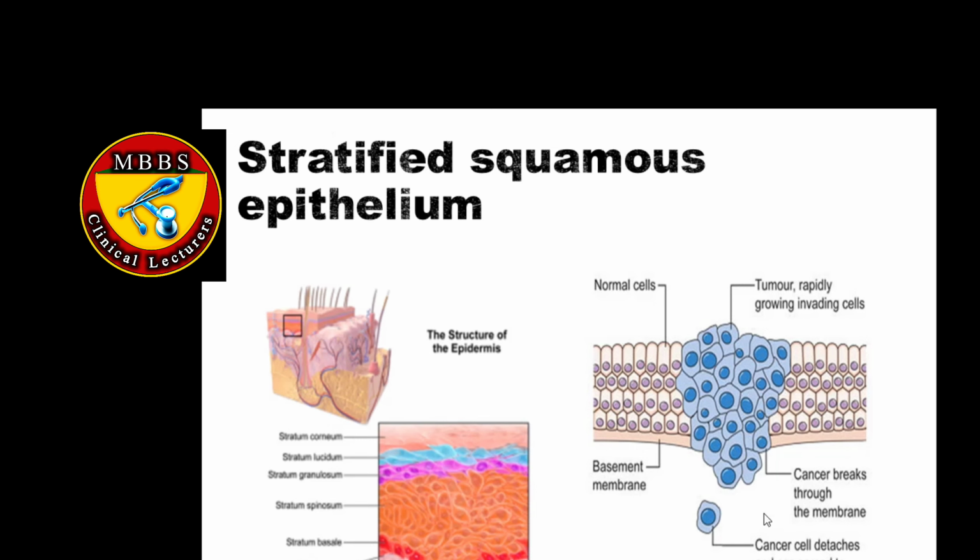What is happening here? These cells, which have already occupied all the 3 layers of the stratified squamous epithelium, are now invading the basement membrane, crossing the basement membrane, and actually invading the dermis, because we know that the stratified squamous epithelium forms the epidermis. Now, since it has invaded the basement membrane going into the dermis, it is a frank malignancy. It is an invading tumor. It is no more dysplasia. It is called invasive squamous cell carcinoma.